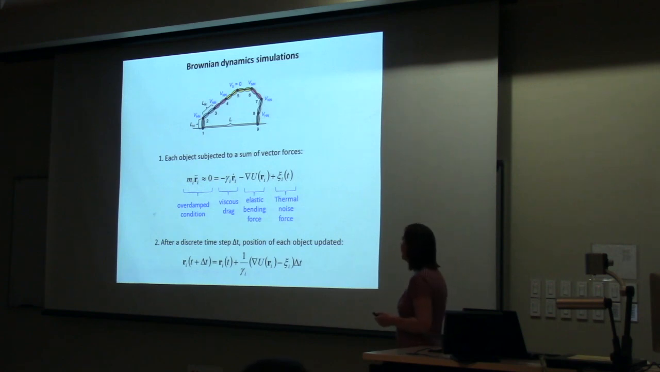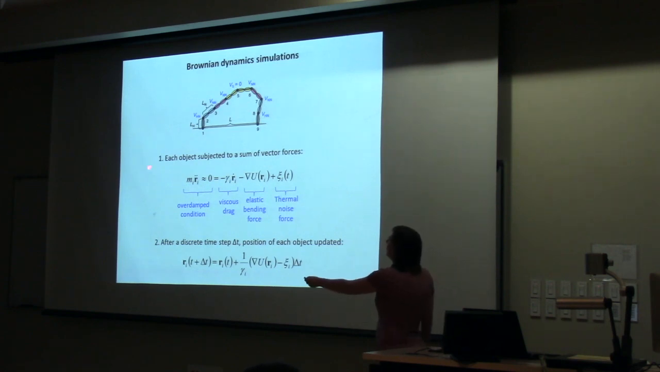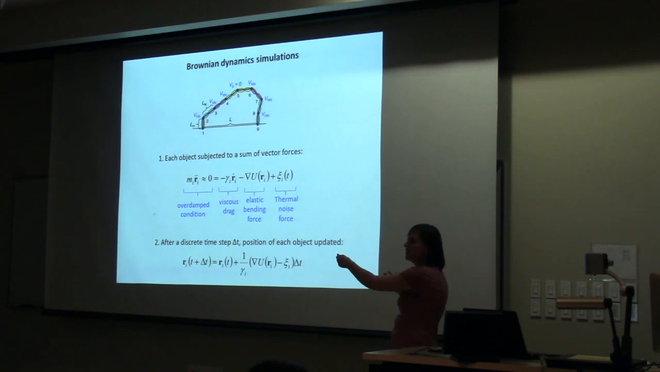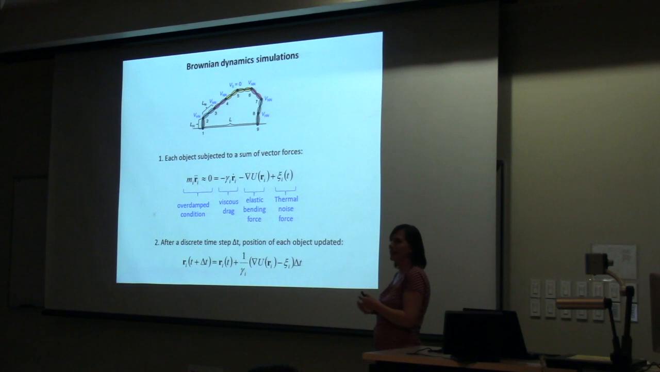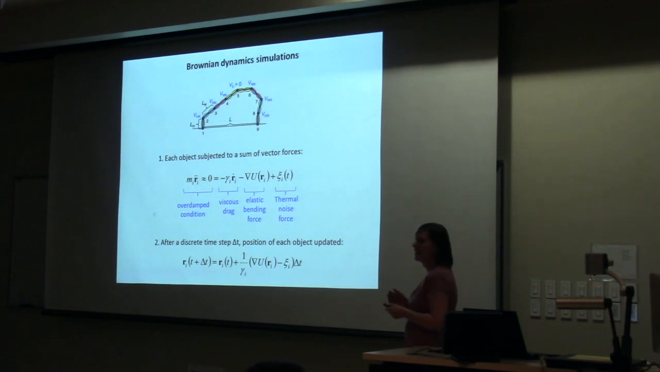The way I include that in the simulation is that I say mass times acceleration is approximately equal to 0 on the time scale that we are interested in. And so what that leaves us with is an equation that says that the sum of all the forces on the object is equal to 0. And this is what's known as an overdamped Langevin equation. The reason that this equation is useful is that it provides us an effective equation of motion for each of the points in the object. So let's take a look at the forces that I chose to include in this equation.